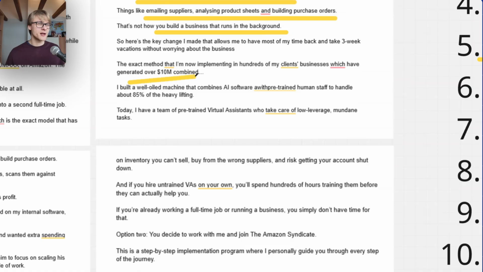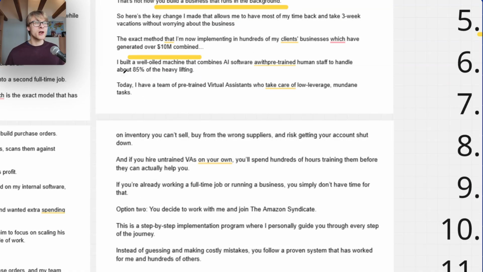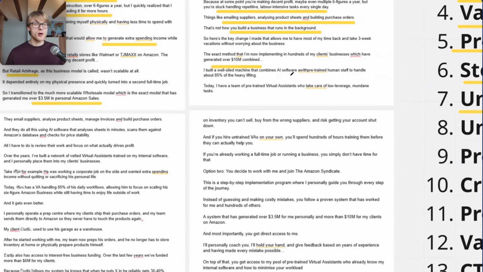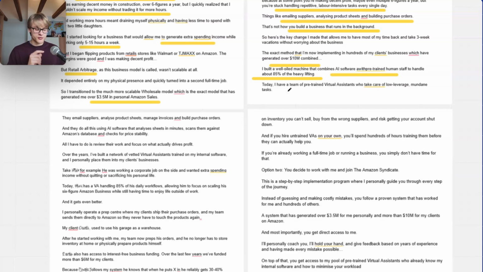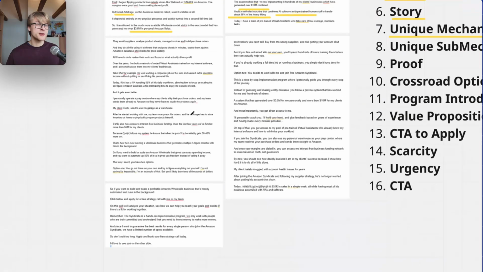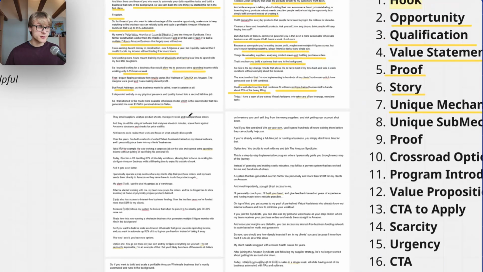which have generated over $10 million combined. Student proof. A well-oiled machine that combines AI software with pre-trained human staff to handle about 80% of the heavy lifting. And then we sell the unique sub mechanism, which is in his case basically a combination of human staff and AI software. Okay, I'll make it a bit faster here because the introduction is by far the most important part.